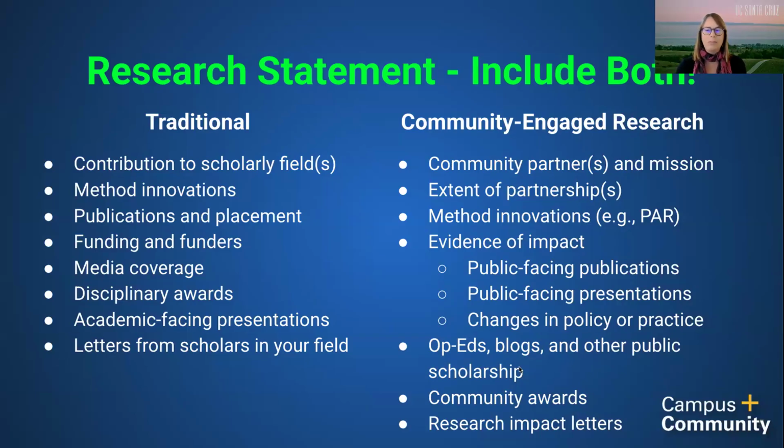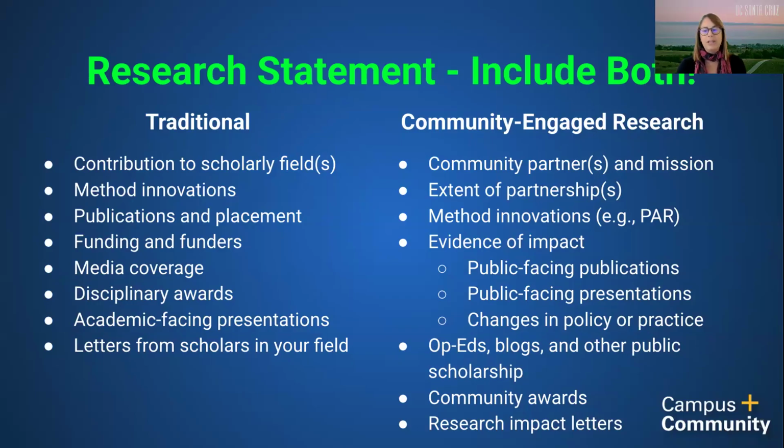Are there any public-facing publications or presentations or any changes in policy and practice, even if those changes happen later? Say the report came out and 5 years later there's a policy change. You could include that and say, this is a new evidence of my research impact, even though the article or whatever came out 5 years ago. Of course, any public scholarship, op-eds, blogs, other kinds of things. And then any kind of community awards that you may have won. A lot of times we are honored by our community for the work that we're doing with them, so any kind of community awards should be included.